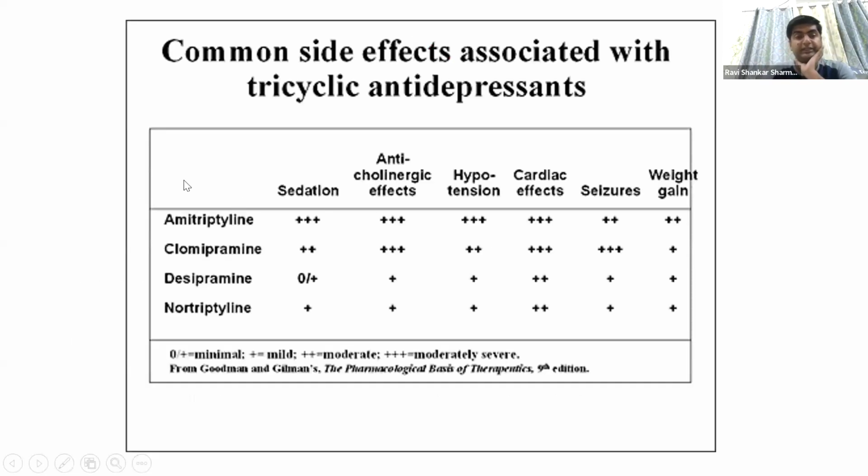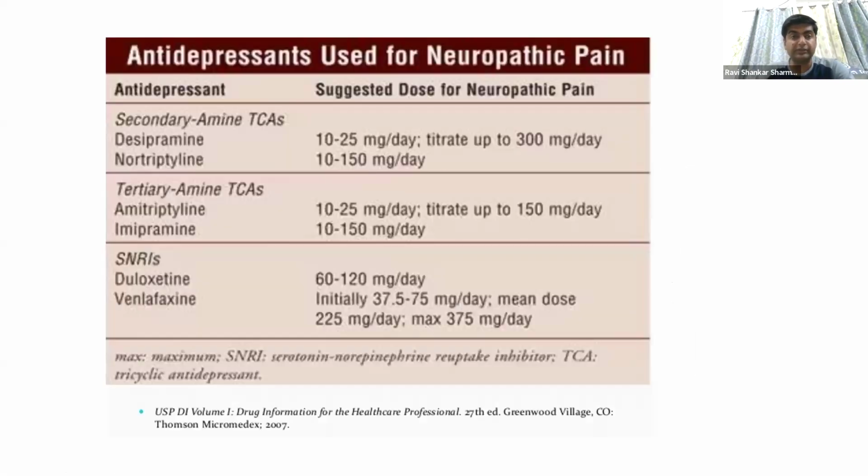One of the important things, just remember this, just see this: amitriptyline is causing the maximum amount of sedation, anticholinergic effect, hypotension, cardiac effect, seizure, and weight gain. And among all these tricyclics, nortriptyline has got the minimum amount of anticholinergic effect. Okay. So out of all these tricyclic antidepressants, nortriptyline is quite safer. Okay. So these are the drugs.